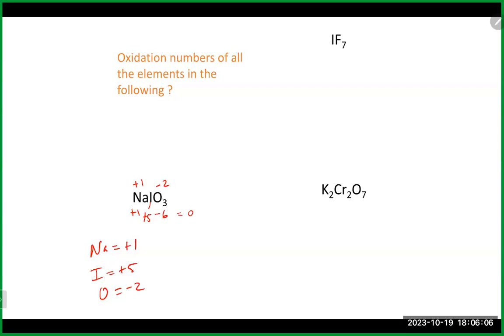Coming to our IF7 here, fluorine is always -1. And that gives us basically a -7 happening. Overall, this thing is neutral, so it's 0. So in this case, the iodine actually needs to be +7 to balance it out. So that gives us an I that is +7. We have our fluorine that is -1.